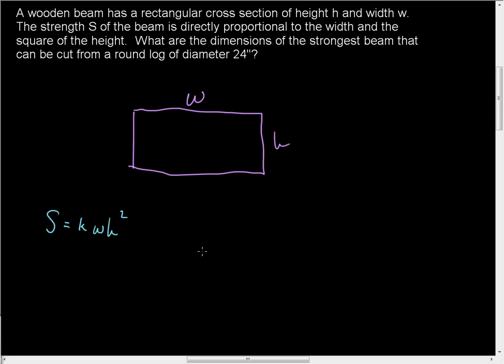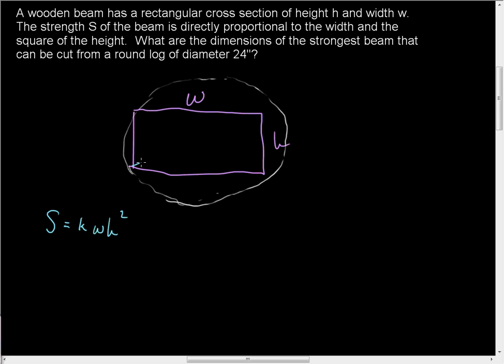Okay, well, from a log diameter of 24 inches. Let's go ahead and give this a logish feel here. Try to enclose this in a circle. Not a very good one, but, you know. All right, so now we say, what are the dimensions of the strongest beam? Well, obviously we want some height and width on this, and we want it to be as big as possible, as far as taking up as much of the log as possible.